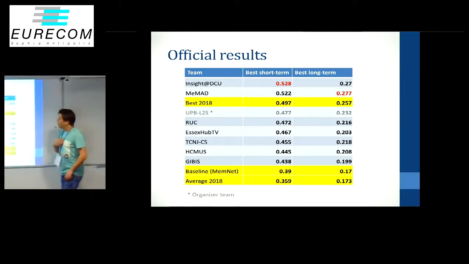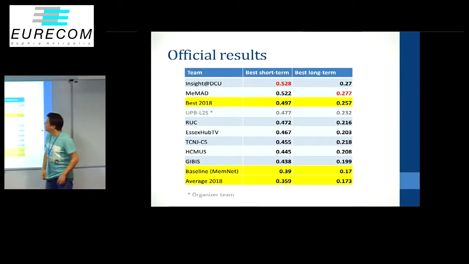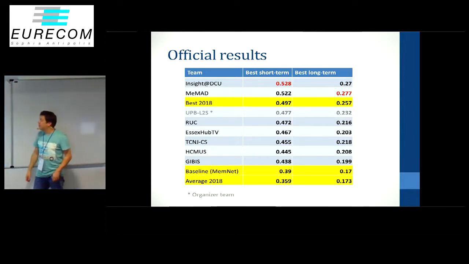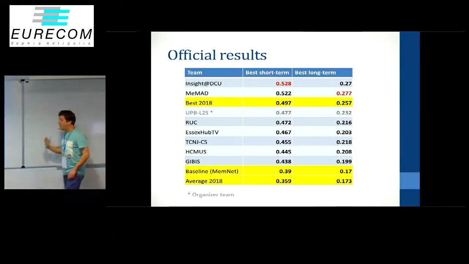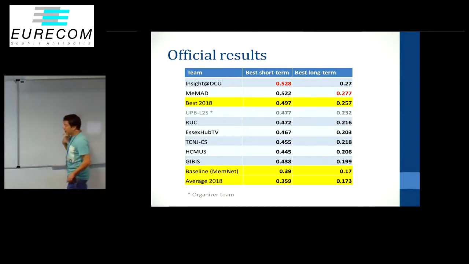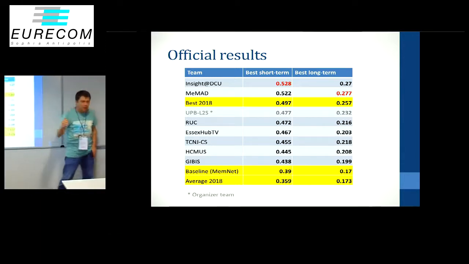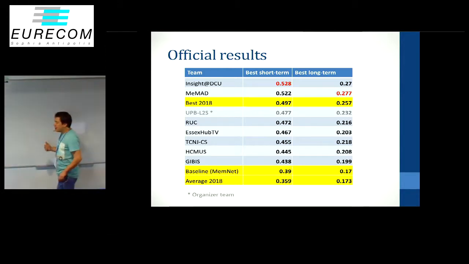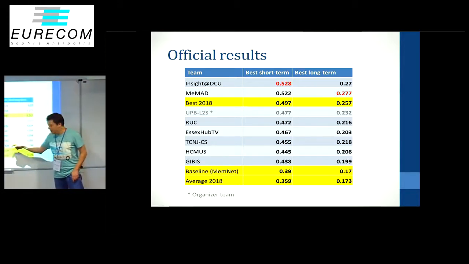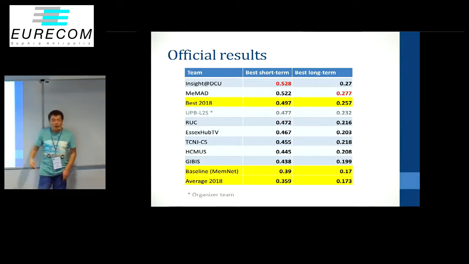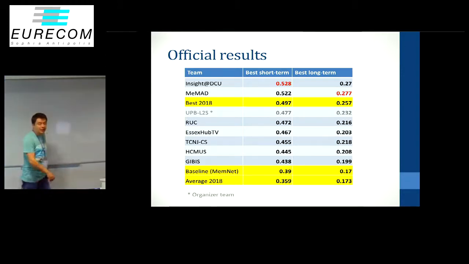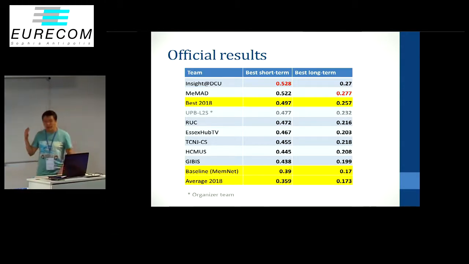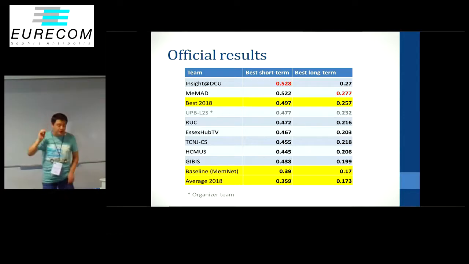So basically, the best 2 results, 0.528 for short term and 0.277 for long term, surpassed the best results from last year, which you can see here. Furthermore, we took a baseline computed with MemNet, so it was an image-based baseline. And again, every result was above this baseline. Furthermore, every result this year was above the average from last year. So we definitely saw results improved, and this is a very good thing.